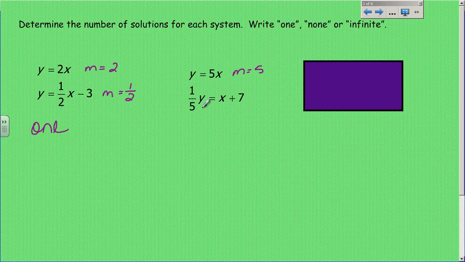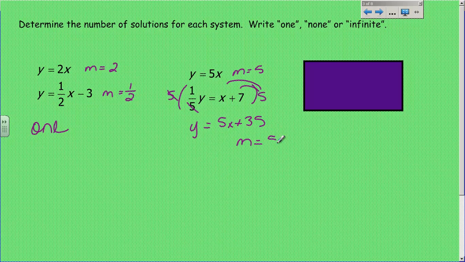Well, what's in front of the y is a fraction, 1/5. And to clear my fraction, I just multiply by the denominator. So I'm going to multiply both sides by 5. That cancels out these 5's, leaving me with 1y. And then on this side, because I have to distribute, I end up with 5x plus 35. Well, now the slope of this line is 5.